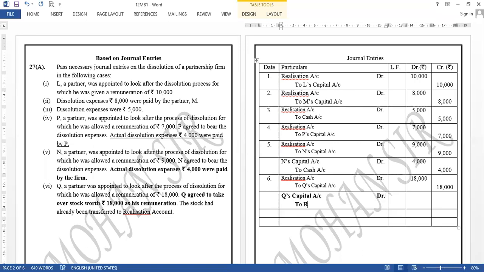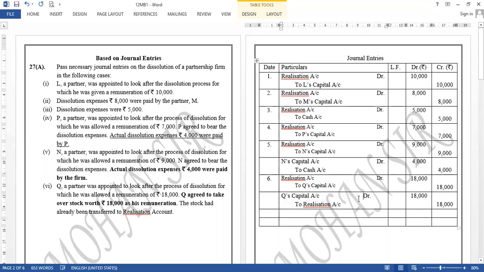To realization, because the partner is taking over the asset, correct? So when the partner takes over the asset, the entries are partner to realization, and realization to partner, and the amount is 18,000. These two entries can be the answer, right?